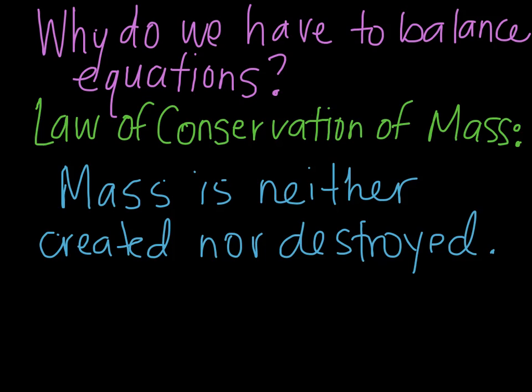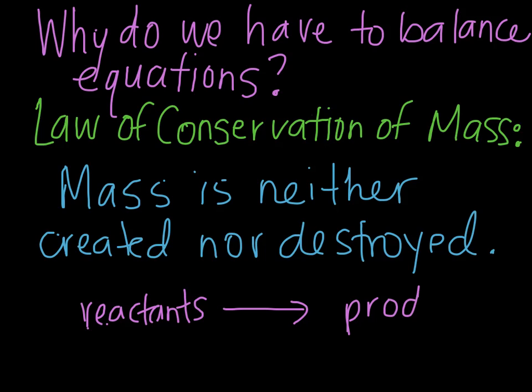Basically what that means is, in a chemical reaction, you have reactants and you have products. The amount of reactants that you start out with should be the same amount of products that you end up with. Now, the reactants and the products are different. You're rearranging things, but the amount of matter that you start with is the same amount that you should end up with.